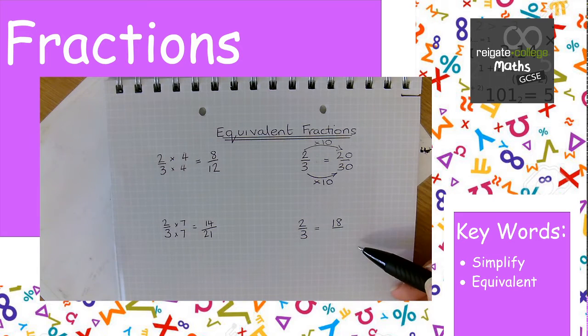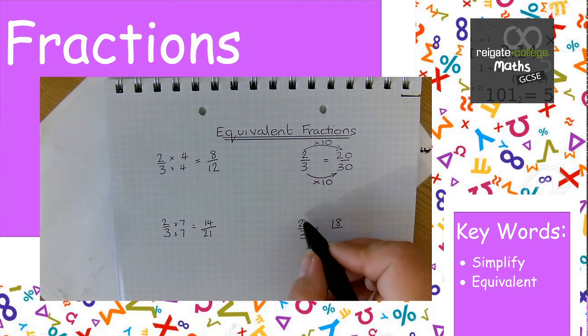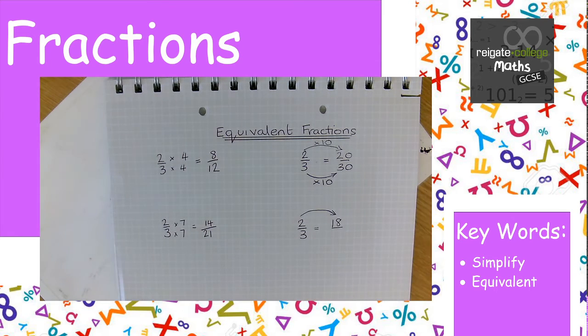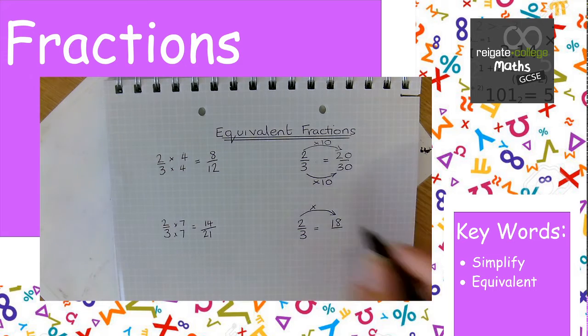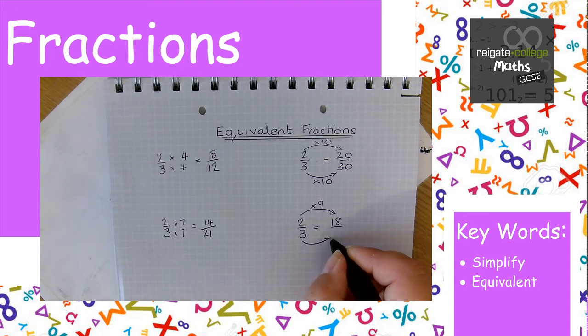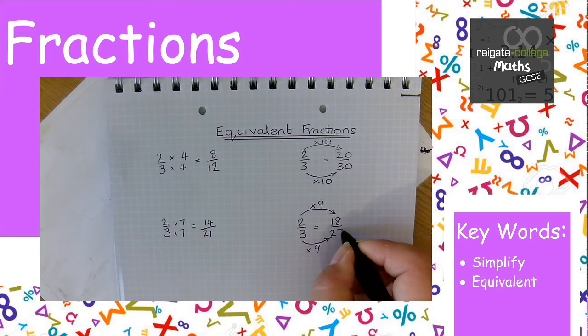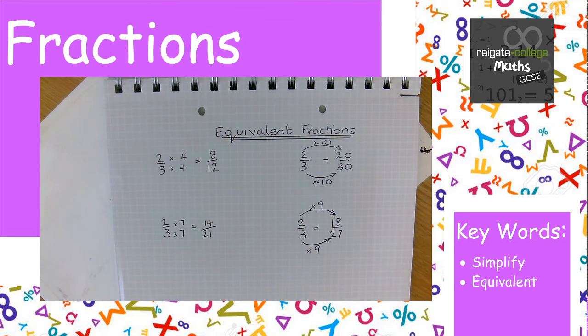I have a similar example here with my fourth. This time I've been instructed that my numerator must be 18. So I need to identify what I've multiplied 2 by to make 18. That's 9. My denominator, therefore, must be multiplied by 9 also to continue the equivalent fraction. 3 times 9 is 27. 18 over 27 is the equivalent of 2/3.